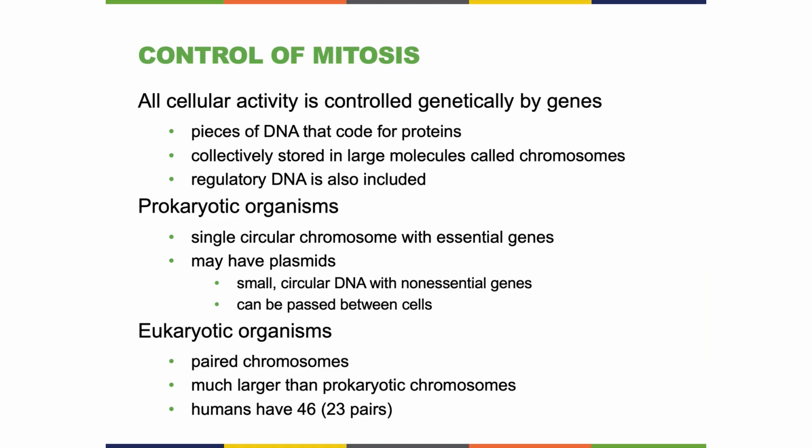Okay, prokaryotic organisms, they only have a single circular chromosome with very few essential genes. They're a very simple organism. They don't need a lot of genes. They aren't going to have to make a lot of proteins.